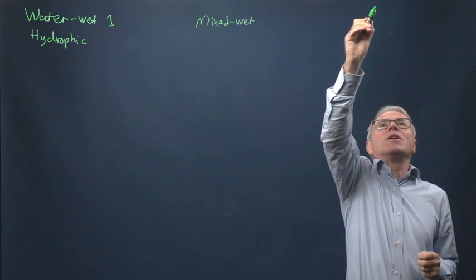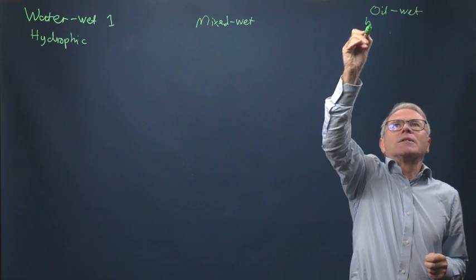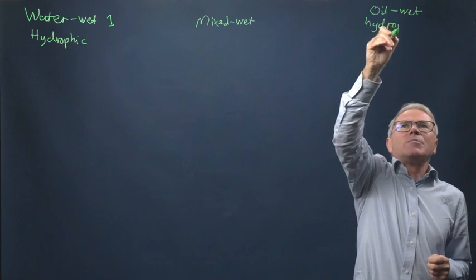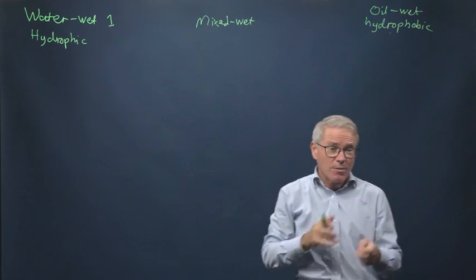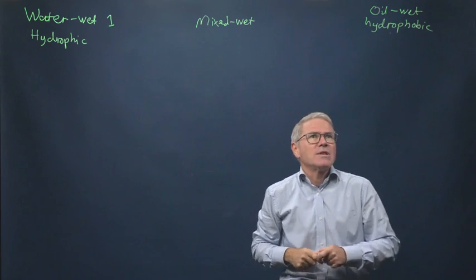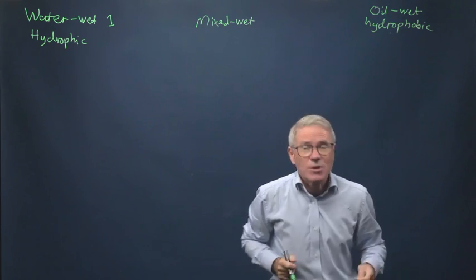So this will be called oil wet or hydrophobic, depending on your application. Okay, hydrophobic is normally used if we're looking at a gas water system. Oil wet is universally used if we're looking at an oil water system.